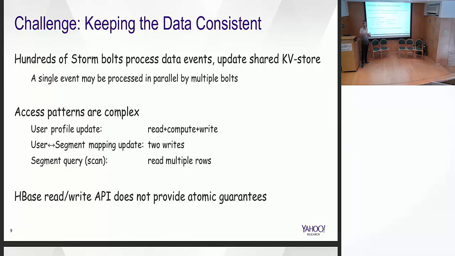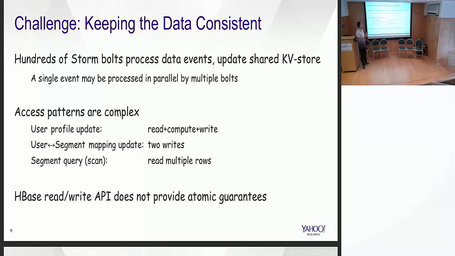Moreover, a single event might be split among multiple processes because, for example, a user is classified to segments through up to 5,000 different models and pattern filters. So in order to not create any bottlenecks, a single event is broadcast to multiple bolts that might end up updating the same record. So the access patterns are complex.